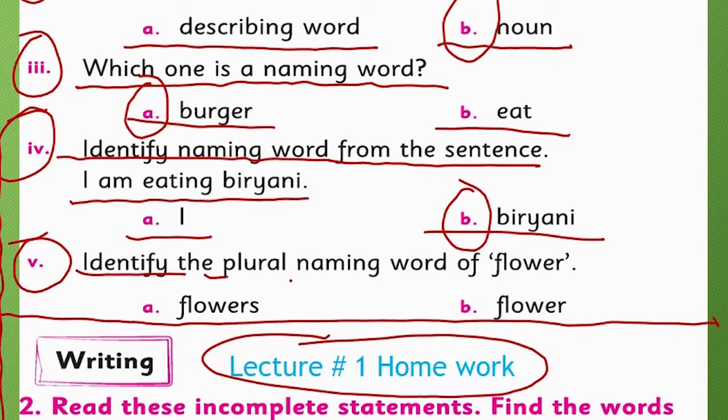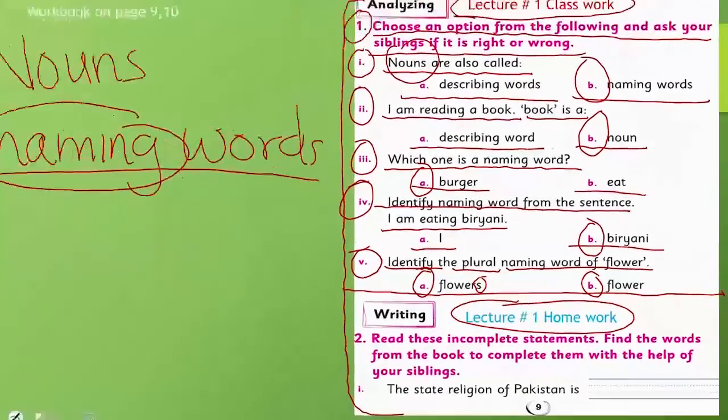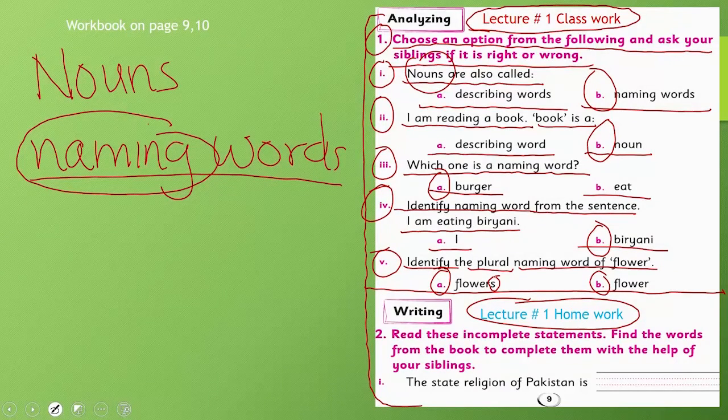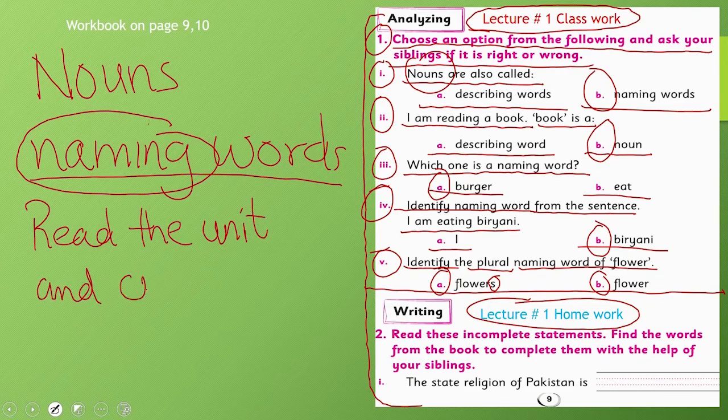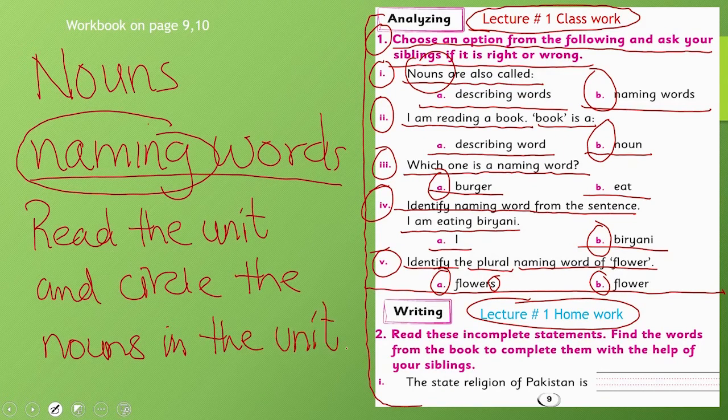Number 5. Identify the plural naming word for flower. One flower is flower. More than one are flowers. There is an S. You have to read the chapter, read the unit, and circle the nouns in the unit. This is your reading task.